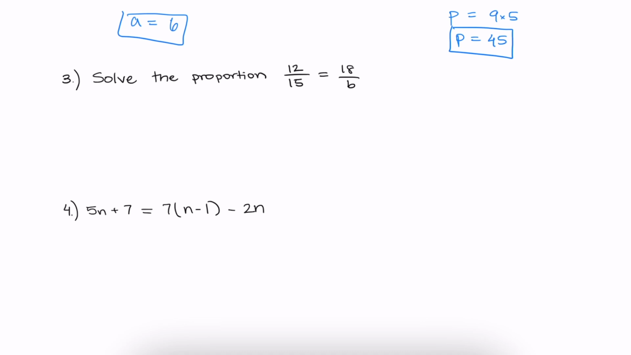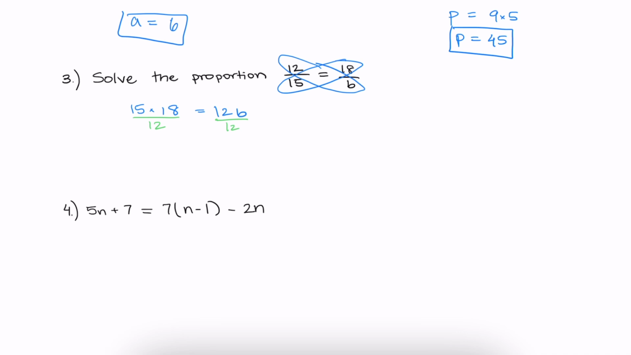And this one too, similar idea, solve the proportion 12 over 15 equals 18 over b. We're going to use the butterfly method again. 15 times 18 equals 12 times b. And here I'm going to divide both sides by 12 to isolate b. Again, I'm not going to multiply out just because it makes our lives a little bit easier when you're canceling.